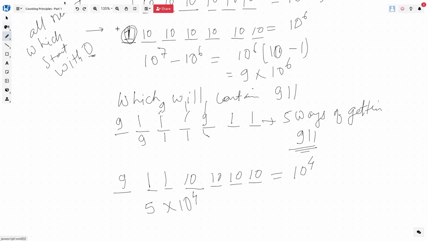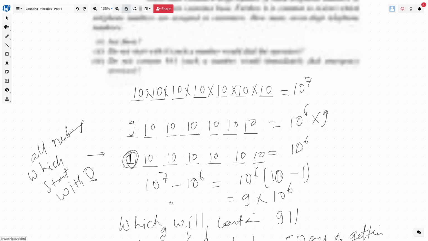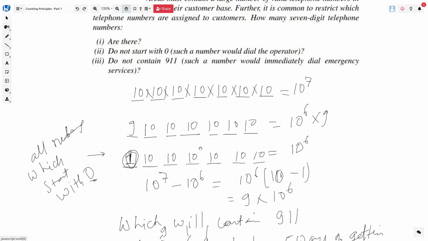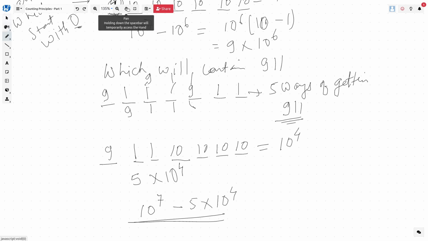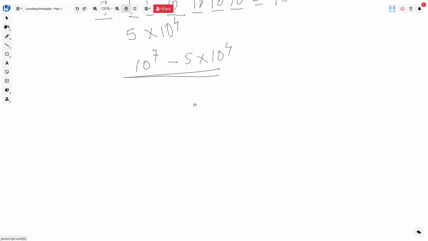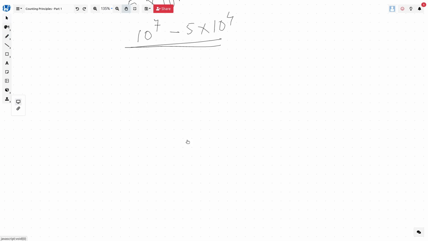So what will be the total number of ways in which it does not contain 911? That will be the total number of ways we can get these numbers minus these, so that is 10 to the power 7 minus 5 into 10 to the power 4. Now let's try to move to some other examples. So we are done with problem 3, now let's move to problem 4.